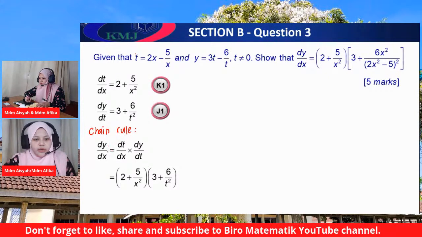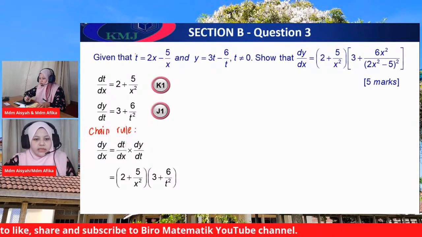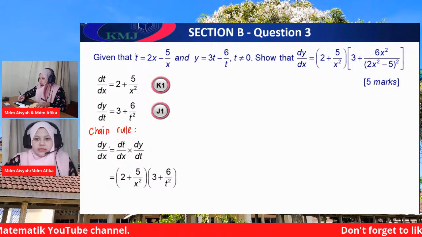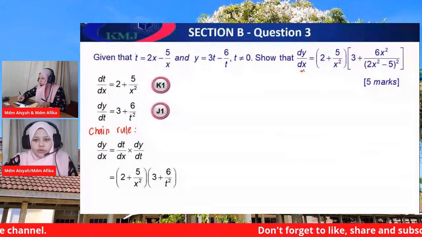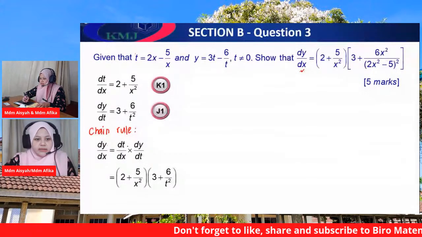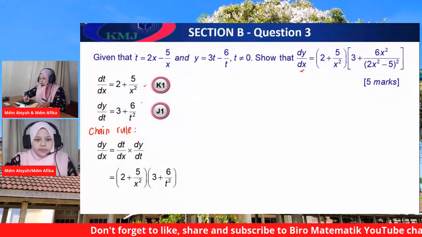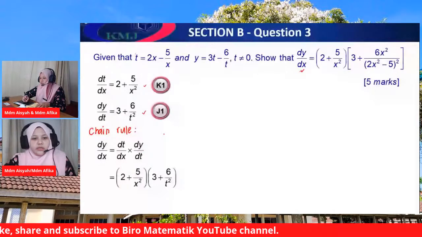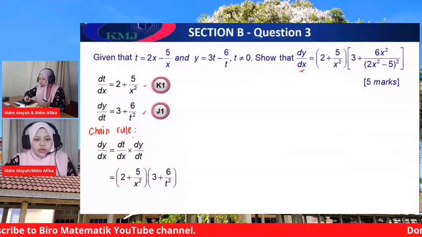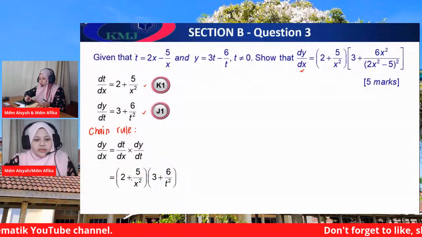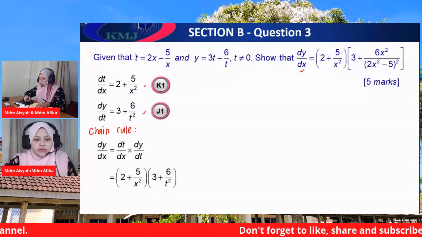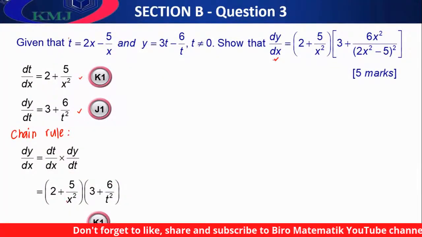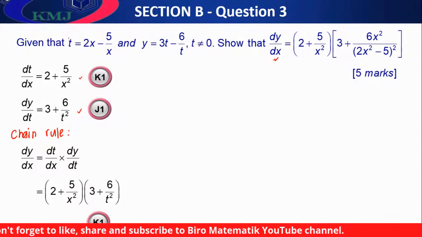Okay, so dy over dx equals dt over dx times dy over dt. dy over dx is the subject that we want to show. dt over dx we already have here, and dy over dt we also already have up here. So we just substitute into the chain rule formula. You will get 2 plus 5 over x squared times 3 plus 6 over t squared. So you will get K1 for substituting into the chain rule.